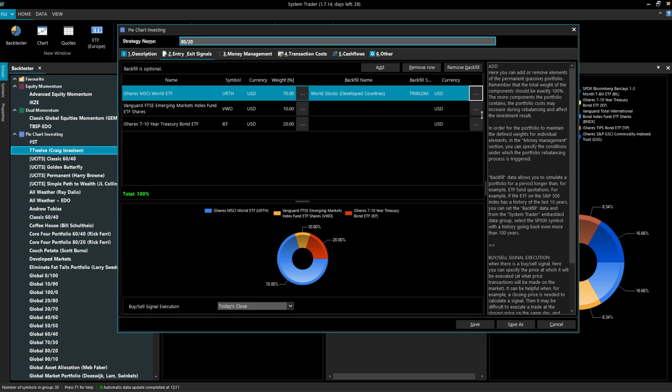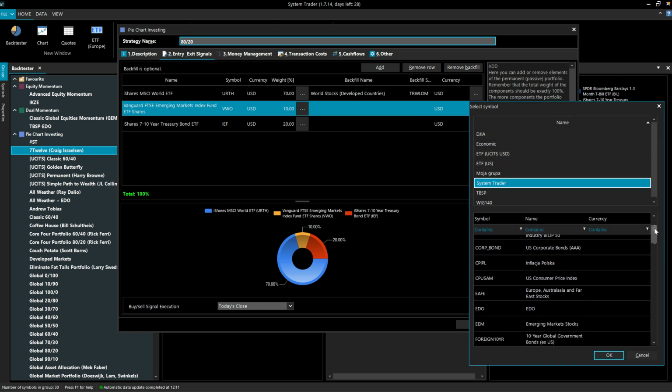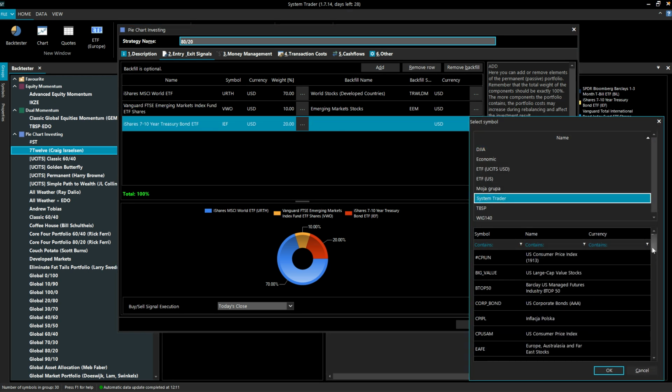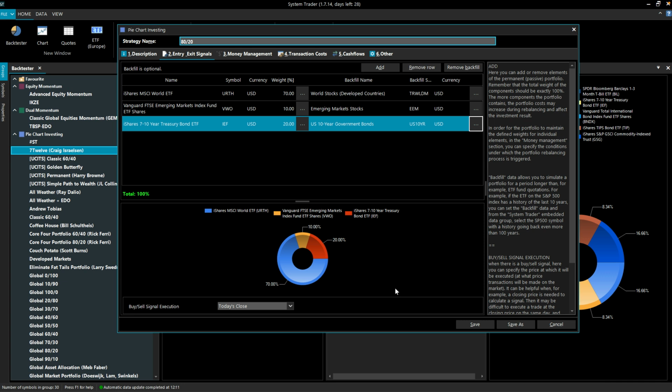Okay, let's do the same thing for the emerging markets. And here we have the emerging markets and same story for the bonds. So let's set the backfill data for 10-year government bonds. Okay, and for now we have the portfolio set up correctly.